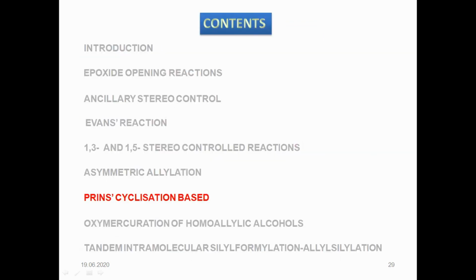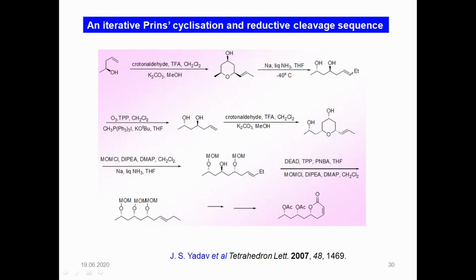So then we can generate 1,3 polyols using Prins cyclization. If you take this homoallylic alcohol and treat it with crotonaldehyde in TFA, a Prins cyclization takes place. If you want the methodology, please go to the Prins cyclization methodology. Then we are treating with sodium in liquid ammonia. With sodium in liquid ammonia, double bond migration takes place, and you are getting this compound, the 1,3 anti-diol.